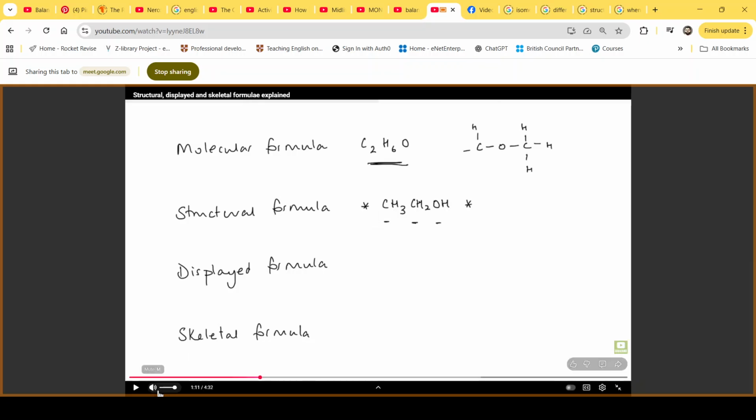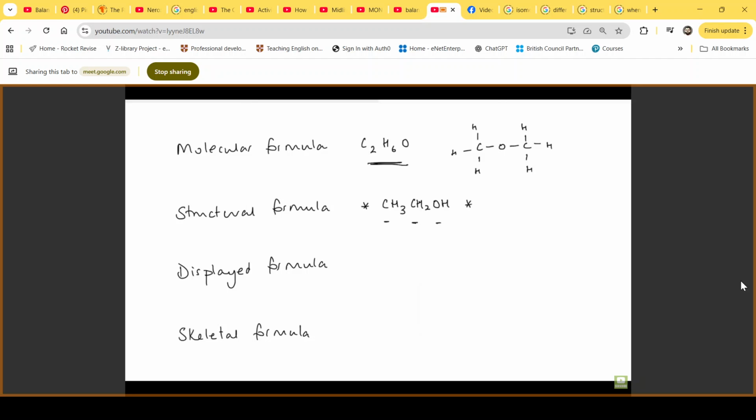Now, just to pause there and don't worry about what an ether is, and we're going to cover alcohols later, right? So don't worry about the type of compound they're talking about. Just focus on molecular structure and displayed formula.